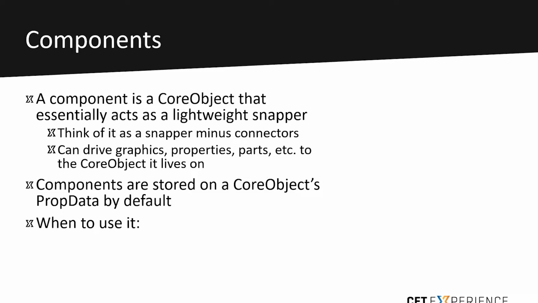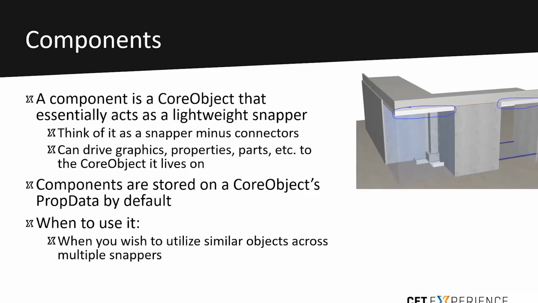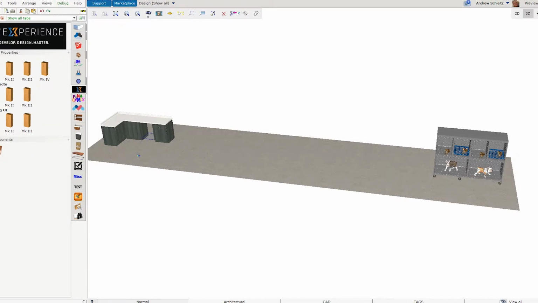So again, the difference between components and vessels is their use cases. When comparing the two, there are two specific use cases for components. The first one is if you want to utilize similar objects across multiple snappers. So in the example that I have shown here, I'll just jump over to code to explain it a little bit better.